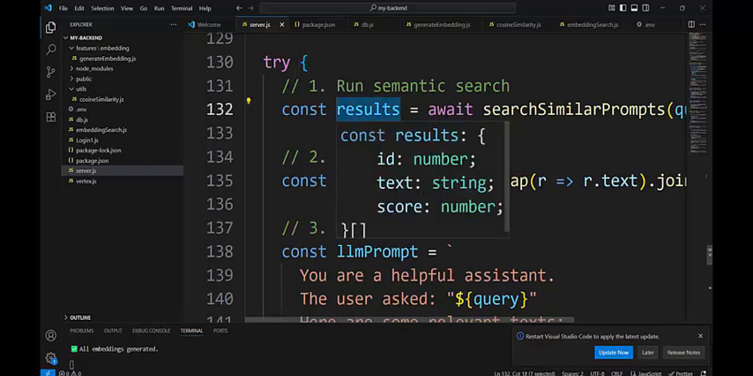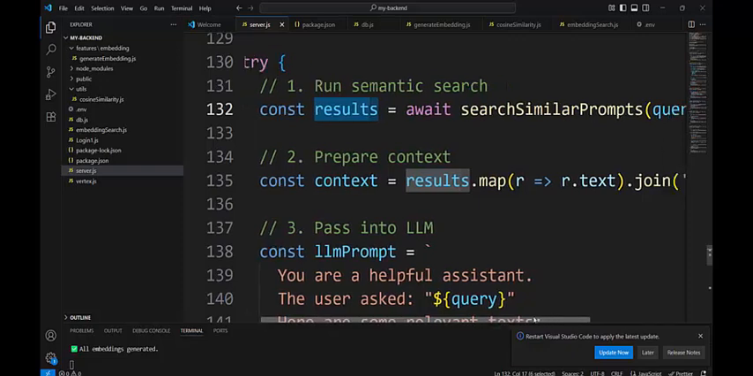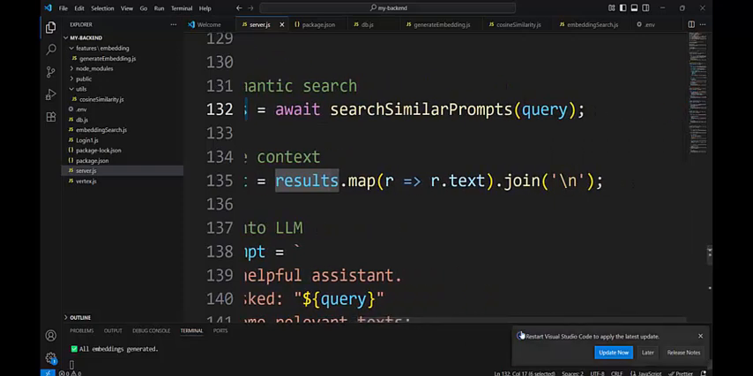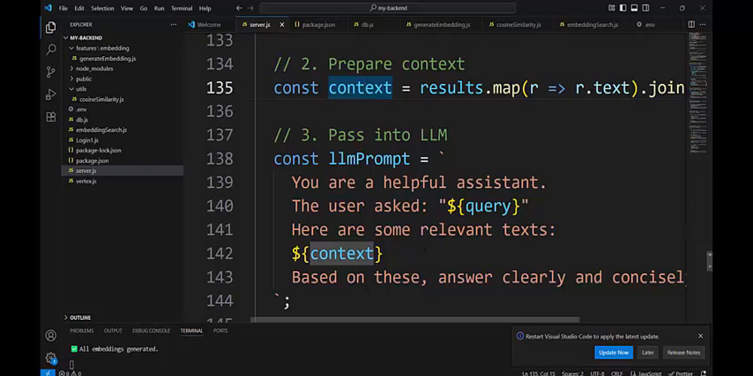A result and context. The result variable is a search for a similar prompt. But this context is about wrapping in a configuration of text. And this is context. Use context, query, prompt and context, result of similar, but query is our prompt.